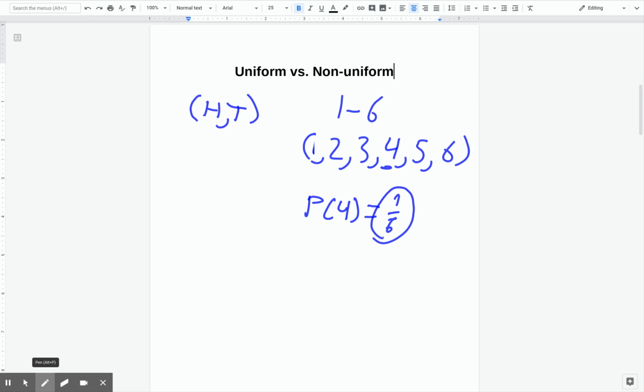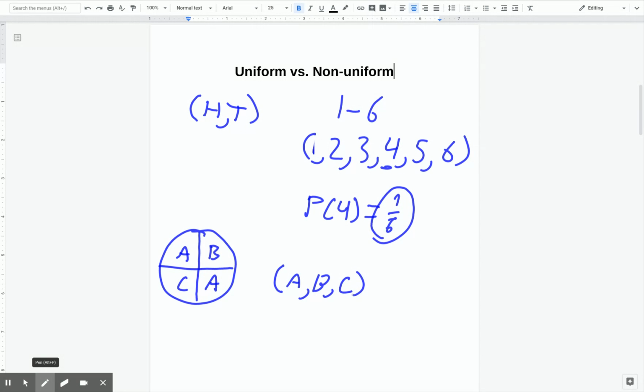So what would a non-uniform distribution look like? Well, let's say we have a spinner. This is our little spinner. We have 4 options: A, B, A again, and C. We can spin it. Our sample space looks like this: A, B, or C. We're assuming these are the same A's.